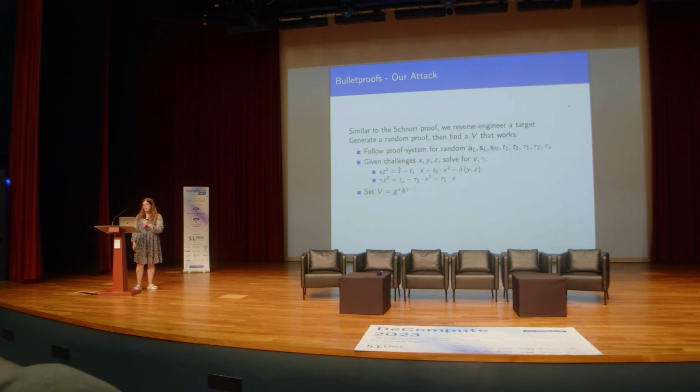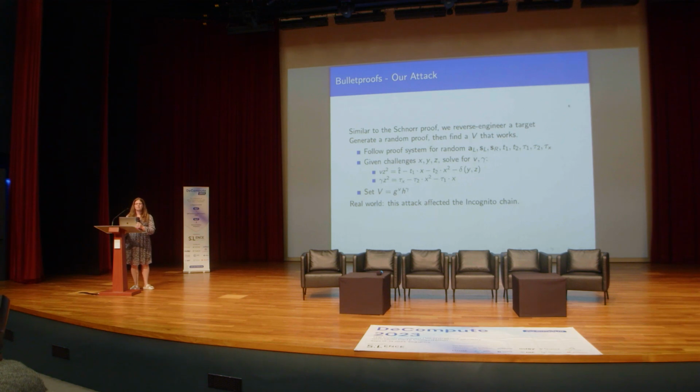And then we can set v equal to that, and we have a proof that will validate despite the fact that we haven't actually committed to a value and shown that it's within the range. And this is something that we actually did find in the wild causing a problem. It was on the Incognito chain. It allowed for a minting attack. So people could generate money on the chain, which is, I don't know, kind of bad.